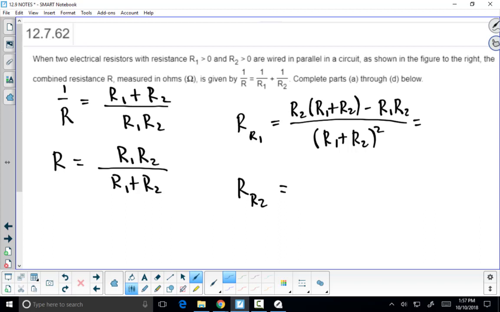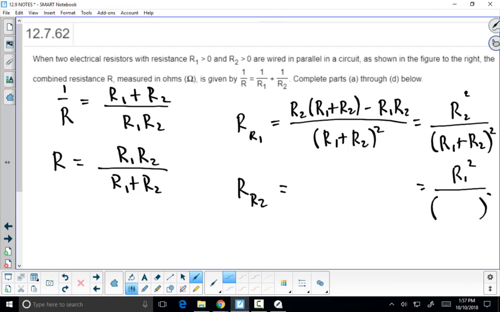There's cancellation up there, so we end up with just R2 squared. And the other one's going to be almost identical. We're going to end up with the same form, just with R1 squared in the numerator. So those will be our 2 partial derivatives. And then we'll go from there. Then we'll set up the same way we set up the last one.